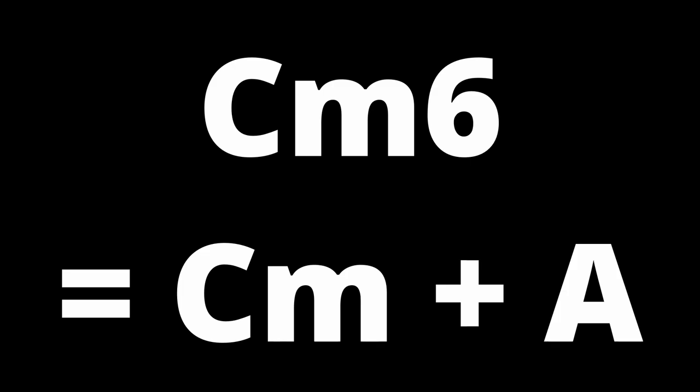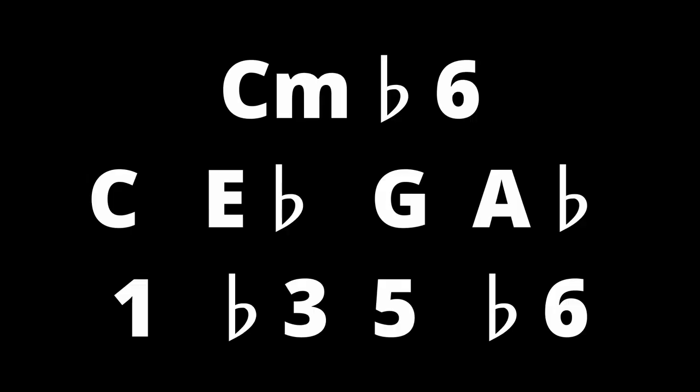The C major scale has the following notes. The 6th note in the scale is A, so in order to create our C minor 6th chord, we take the C minor chord notes and add the 6th note from the scale as a 4th note. This means that the C minor 6th has the notes C, E flat, G, and A. The flat 6th note is therefore A flat. So if we add this to the C minor chord, we get a C minor flat 6th with the notes C, E flat, G, and A flat.